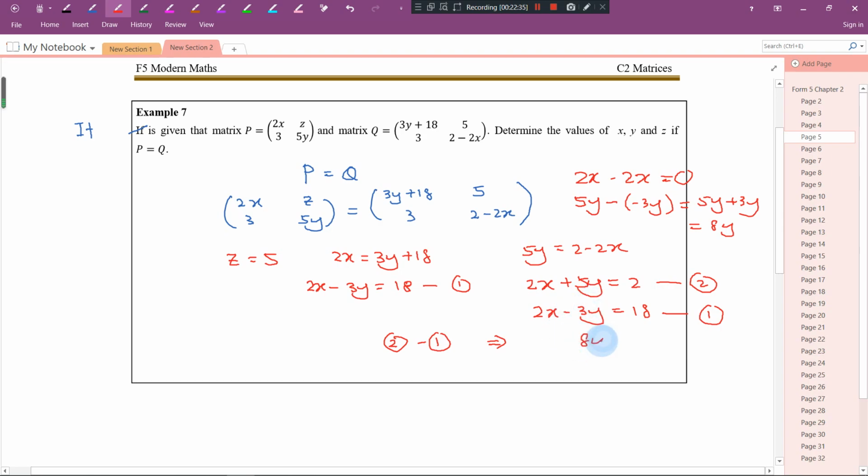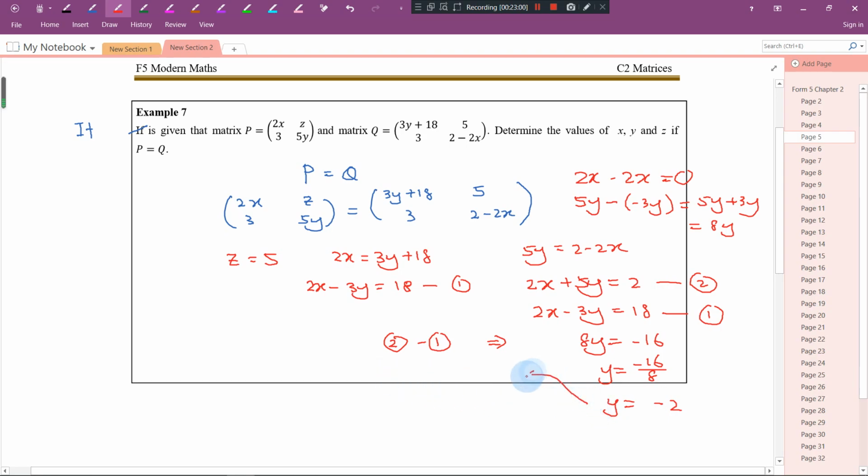So this is 8y. 2 minus 18, you get negative 16. If you are not sure, you can just use a calculator. y is equal to negative 16 divided by 8. So y is equal to negative 2. Okay, so once we have the value of y, then it will be easier for us to find the value of x.